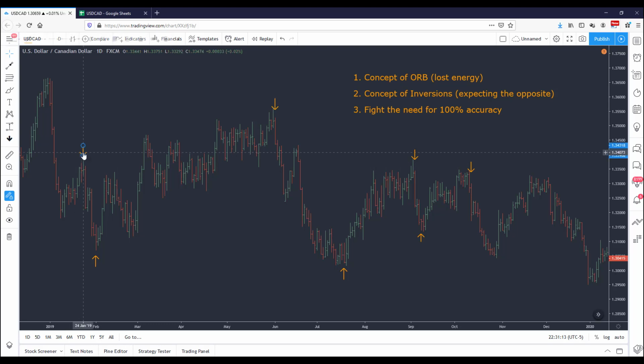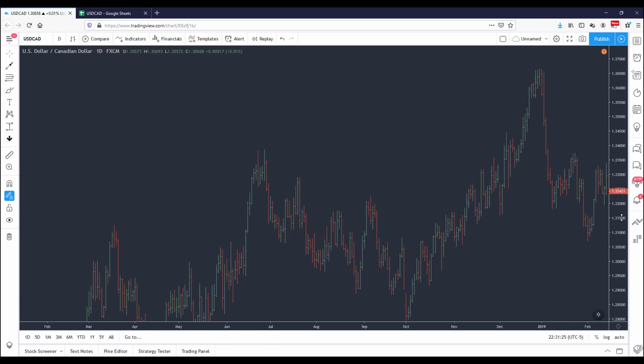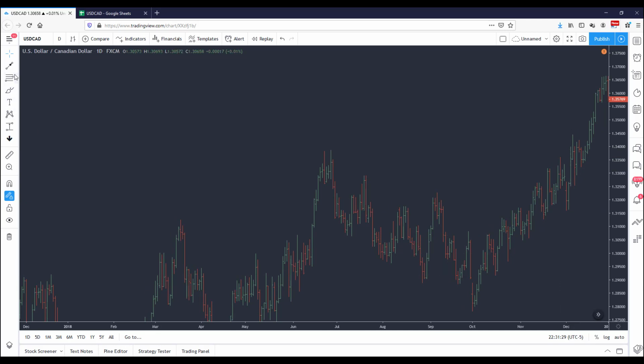And that simply means if you're expecting the market to go up, you get a down signal, and vice versa. So what do I mean by that? So after a long run up, you would want the signal to tell you, hey, we are looking for a short, right?